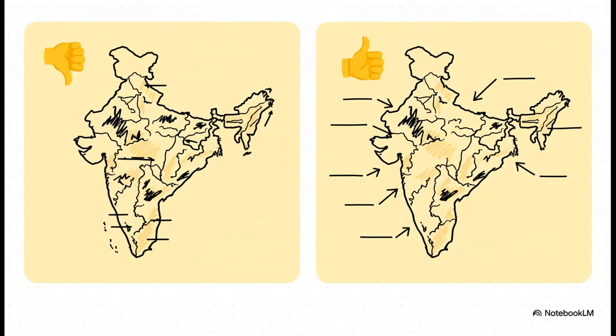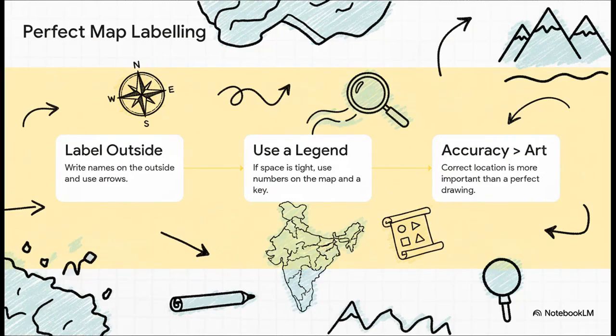Just look at these two maps. The one on the left, it's messy, it's difficult to read. Now look at the one on the right. It's clean, it's neat, and it's very clear. The examiner can see exactly what you have marked. We always want our maps to look like the one on the right. So, to get that perfect score, just follow 3 simple rules.